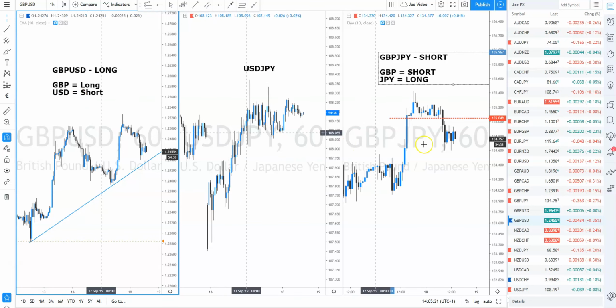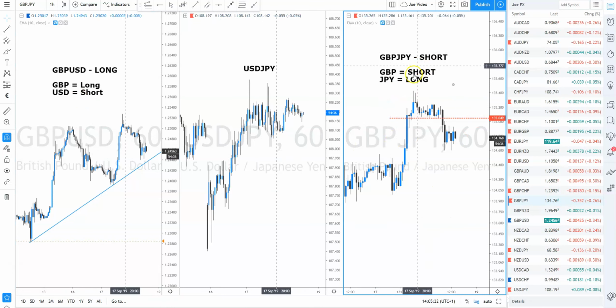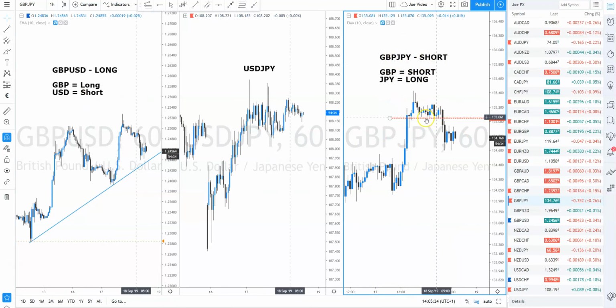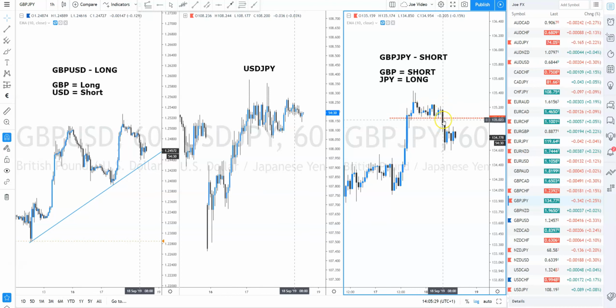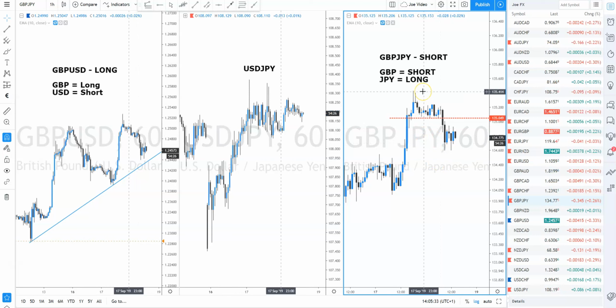Now, say you're scanning through your charts and all of a sudden you come across this on the sterling yen. You're thinking, okay, that looks like a little top there on the 60-minute charts. We've got a breakdown there. I look to sell there, think it's going to come down to here. So at which point you enter your short in sterling yen. And again, to break that down, you've got a short position in sterling and a long position in yen.